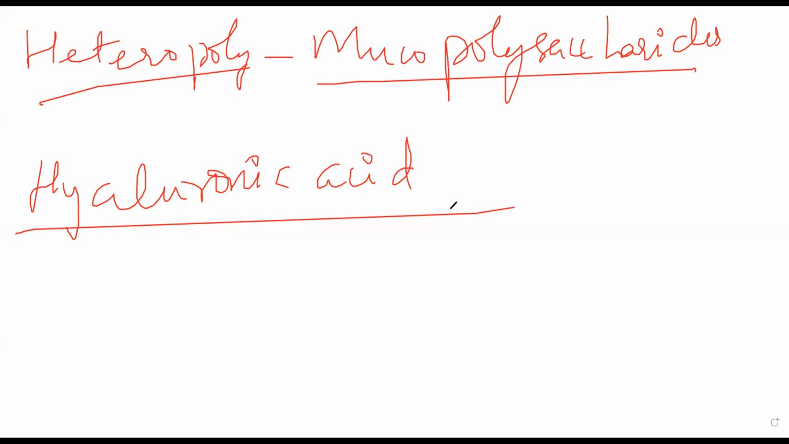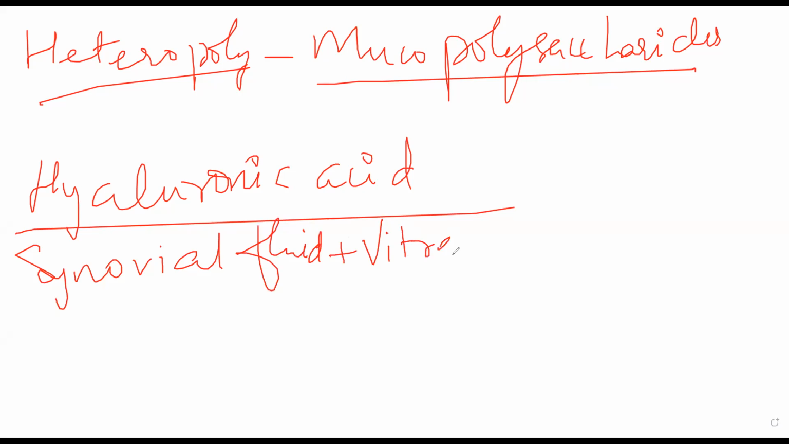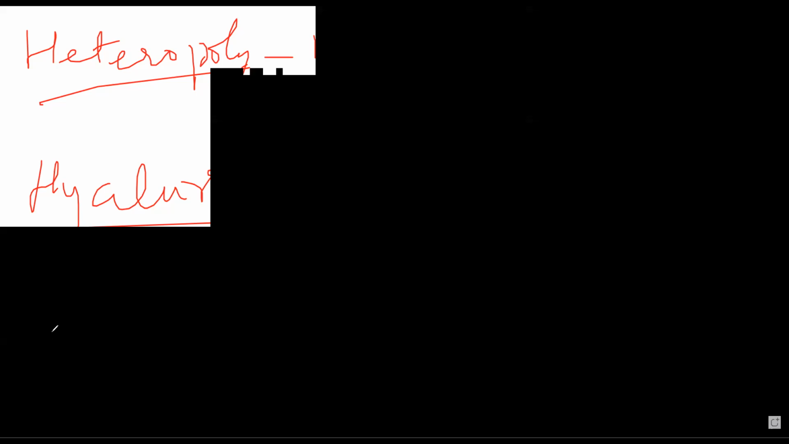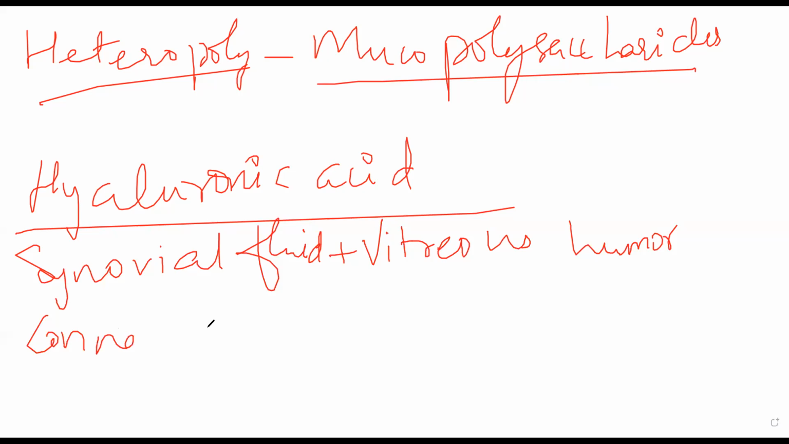Now you can also find this in connective tissue. Okay, so you find it in synovial fluid, plus you find it in vitreous humor, you can find it in connective tissue as well. Okay, especially in the form of a gel, you find it in connective tissue. You can find it around the ovum in the form of a gel, and you can find it in the umbilical cord. Okay, generally it serves as a lubricant and shock absorbent.